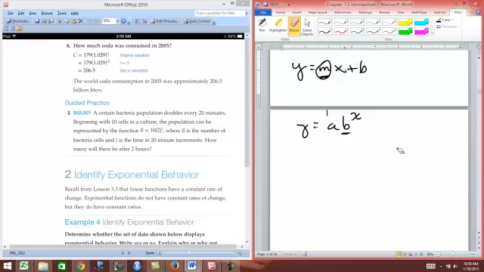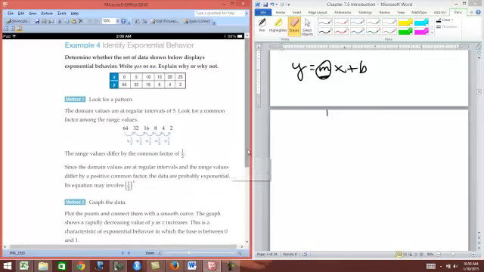Okay, so let me erase all this. So let's go on and do the example. I believe it's on the next page. Example 4. Identify exponential behavior.